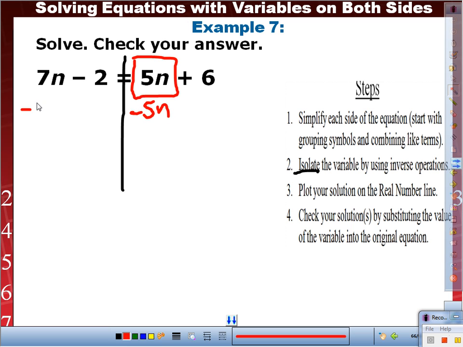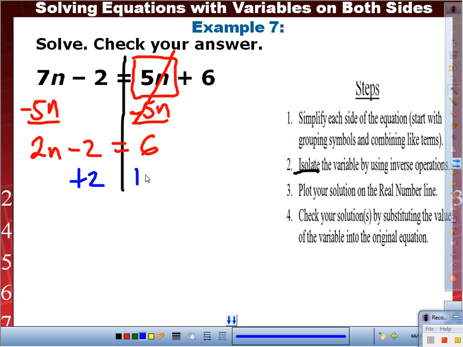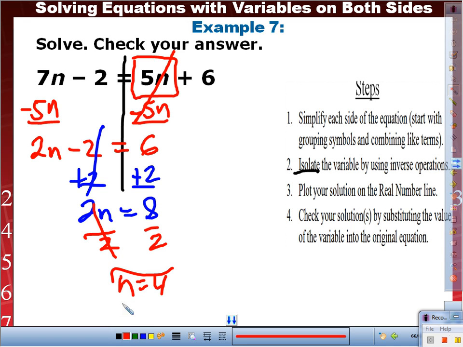So if we do a negative 5n to each side, this cancels, and we're left with 2n minus 2 equals 6. Do we know what to do from there? Yes. We add 2, add 2. 2n equals 8. Divide by 2, divide by 2. n equals 4. Yes? Do this next one by yourself.